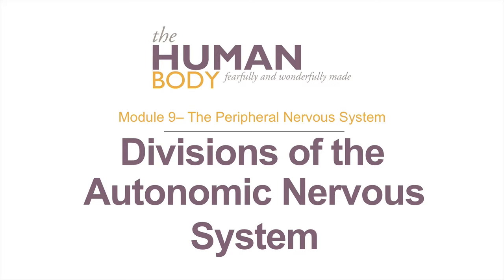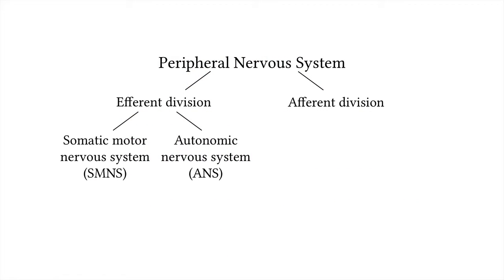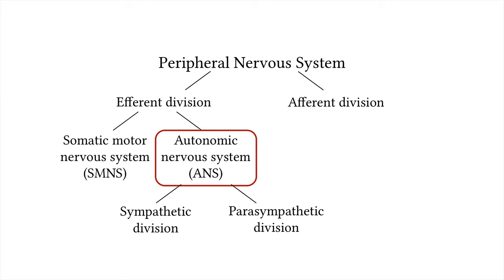Module 9, the peripheral nervous system. Divisions of the autonomic nervous system. Well, let's begin our discussion of the autonomic nervous system. It can be divided up into the sympathetic division and the parasympathetic division.